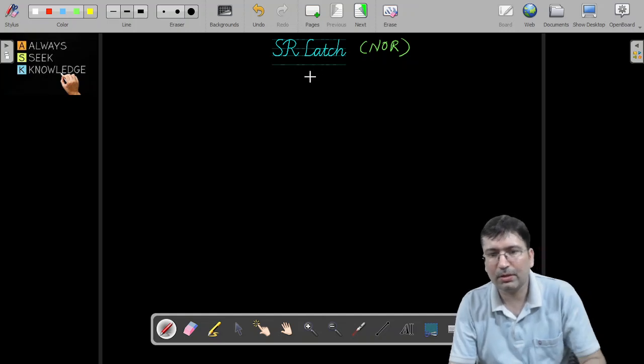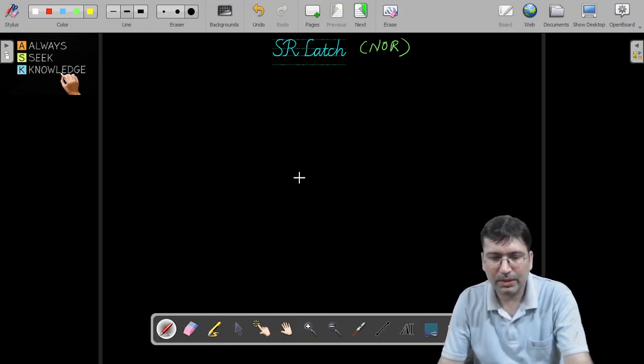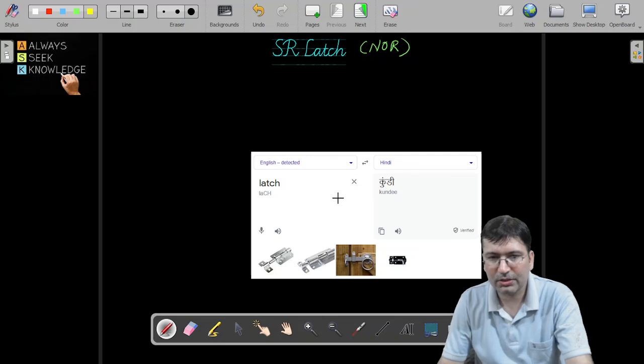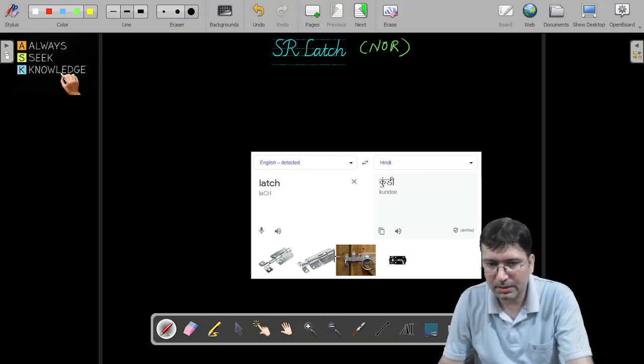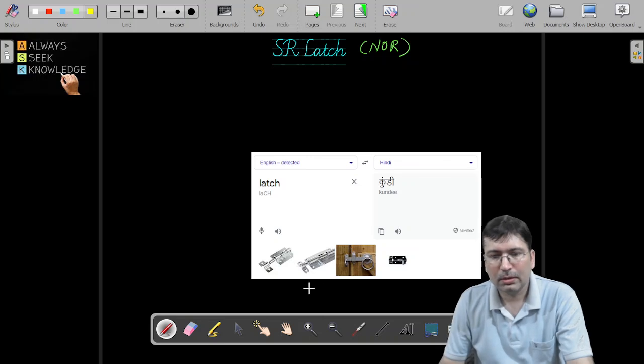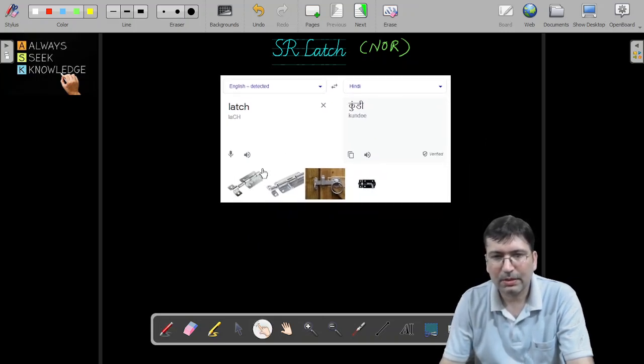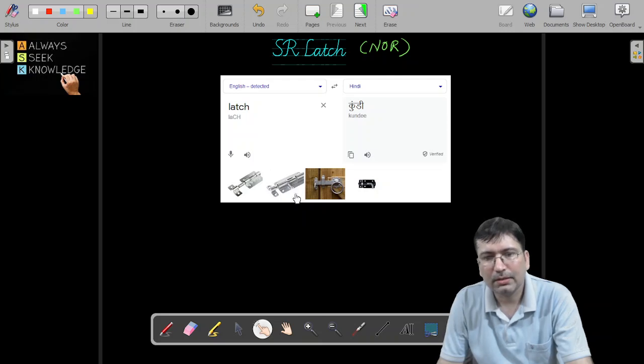The verbal meaning of latch, when I'm searching on Google, it is displaying latch means kundi. And the image it is also displaying on Google. So you can understand what is the meaning of latch. Latch is a kind of circuit. It works like a lock.